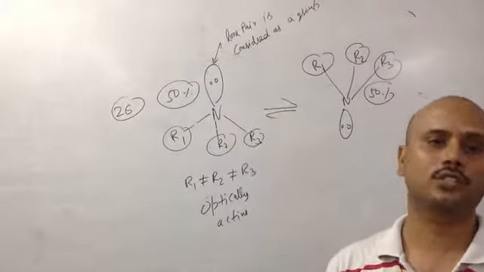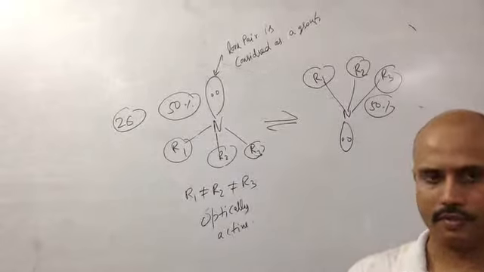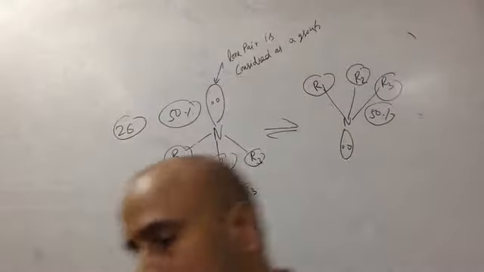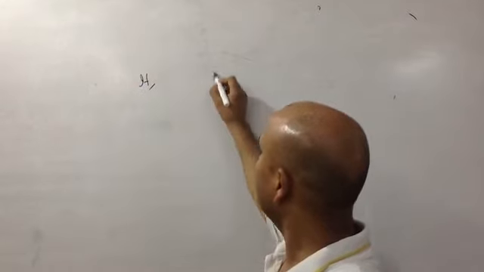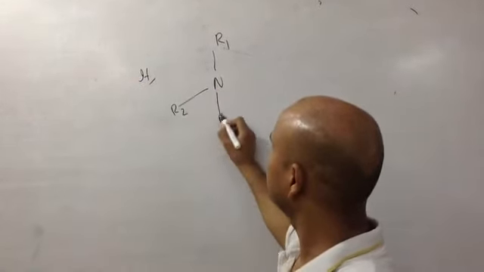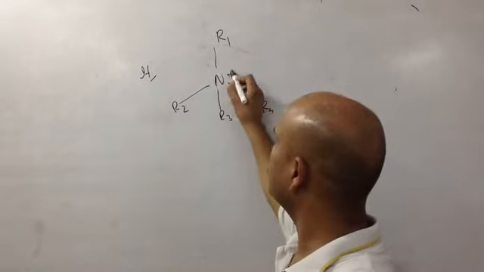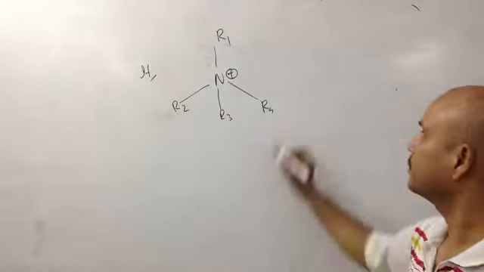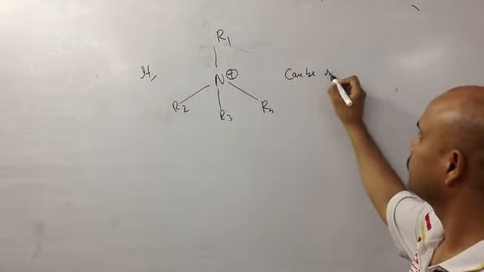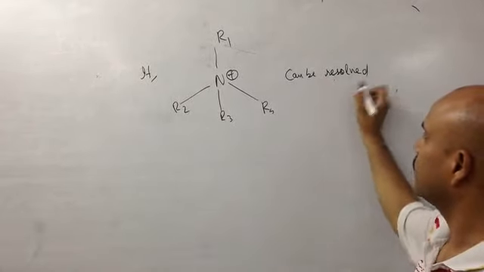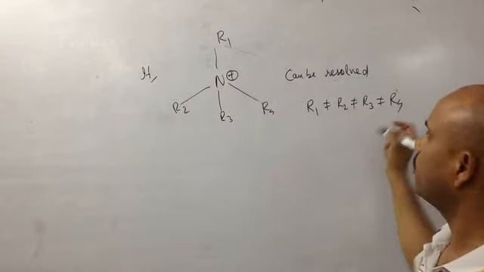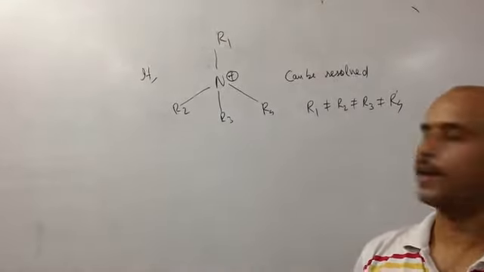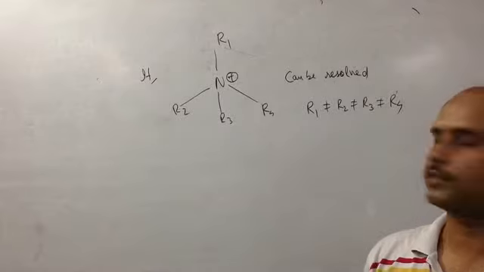Thus, it is non-resolvable. There is only one case where nitrogen can be resolved, and it is a very important case. If nitrogen has 4 different groups, then with a positive charge, there is no flipping, and it can be resolved. The condition is that R1, R2, R3 and R4 should not be the same. If any 2 are the same, we cannot resolve this compound.